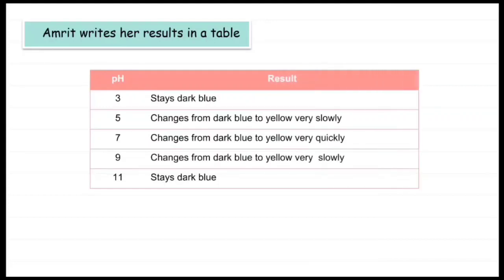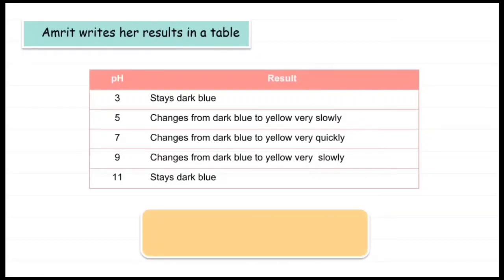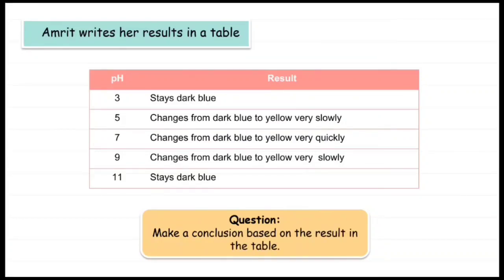Amrit writes her results in a table. This is the result. In the pH 3 solution, the result stays dark blue, and at pH 5, it changes from dark blue to yellow very slowly. At pH 7, it changes from dark blue to yellow very quickly. At pH 9, it changes from dark blue to yellow very slowly. And at pH 11, the result stays dark blue. The question: make a conclusion based on the results in the table.